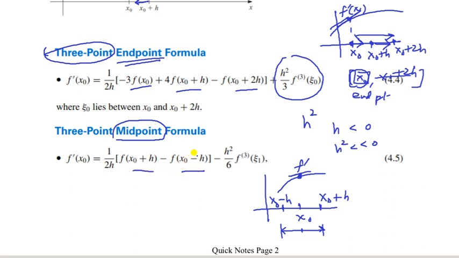But this is still a 3-point formula because in the construction of this formula, we used all 3 points. And this is your bound on the error. H square. This is also of order h square. This was also order h square. 2-point formula was of order h, not h square. Okay, but we need the third derivative here, f cube. It's the third derivative, right? So that these are the corresponding errors.